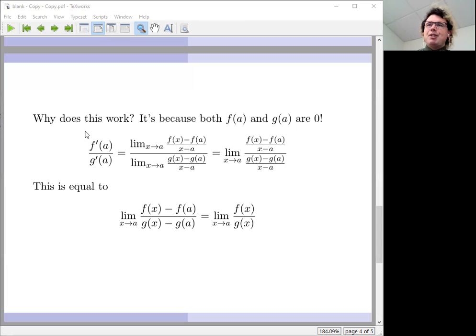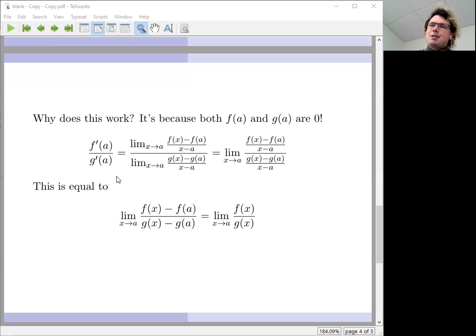Well, I know that each of these derivatives is a limit. A derivative is the limit as x goes to the number a. And here I've got my difference quotient. F prime is equal to the limit of f of x minus f of a, all over x minus a, as x goes to a. G prime is equal to the limit as x goes to a of g of x minus g of a, all divided by x minus a.